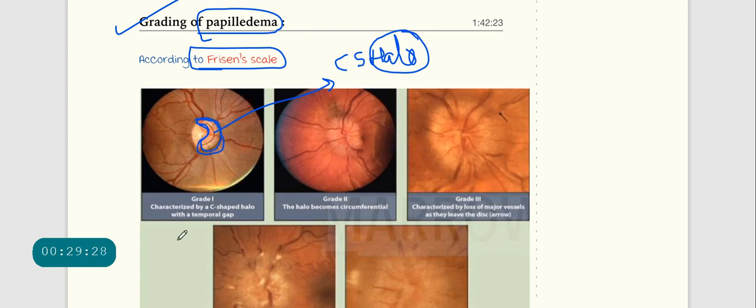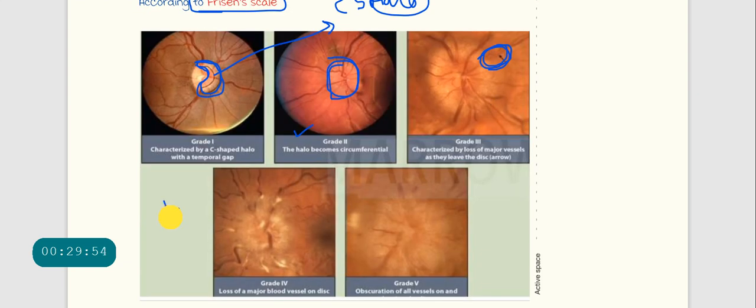And in grade 3, the major blood vessels, as you can see in this image, are going to be narrowed. In grade 4, clearly you can see the major blood vessels are lost completely. As you can see, distinguish between these two images. Here are some blood vessels, but major blood vessels are lost. And in this image you can see there is a loss of major blood vessels.